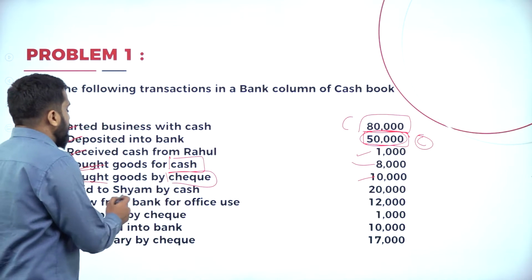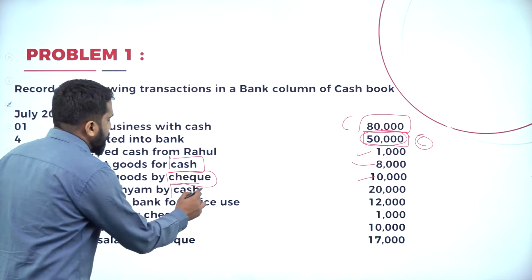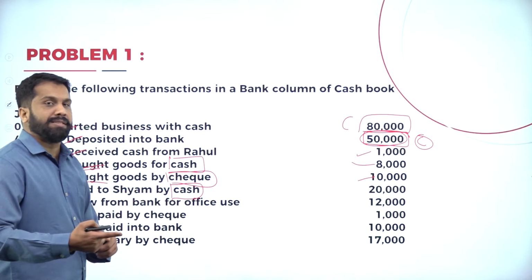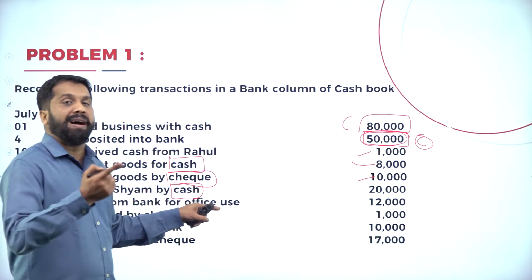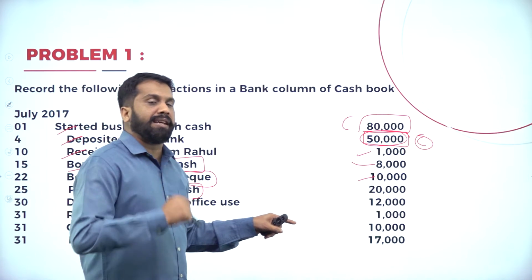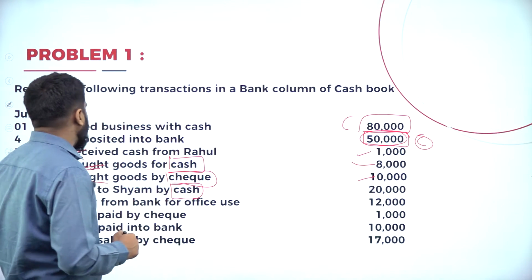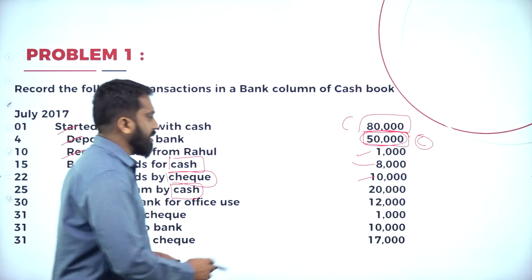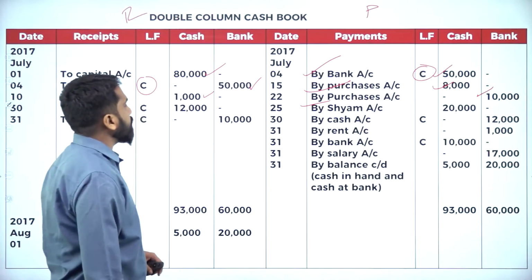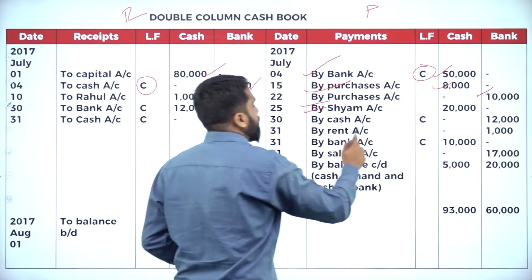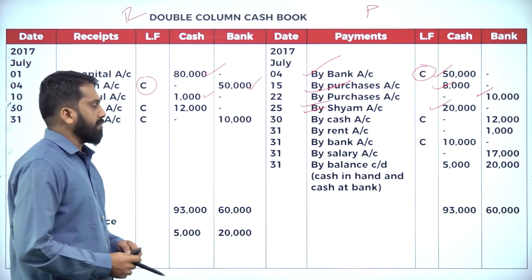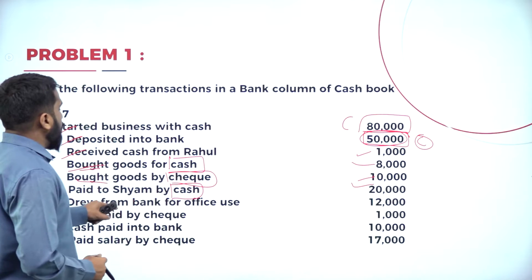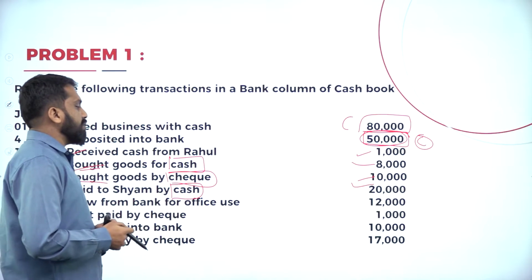Next, paid to Sham by cash. Paid means what? Payment side. How have they paid? In cash. If it is by check, bank column. If it is paid by cash, cash column. So, 25th, Sham, it is 20,000. Any doubt? No doubt.